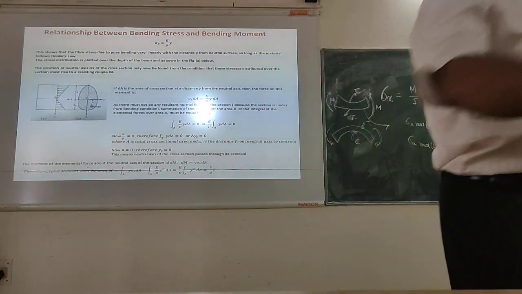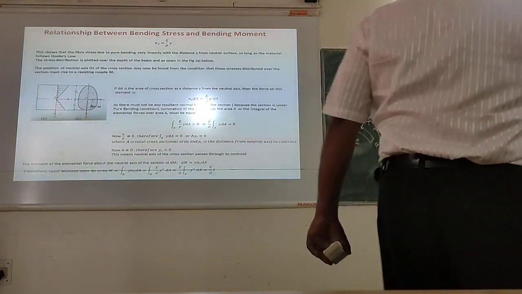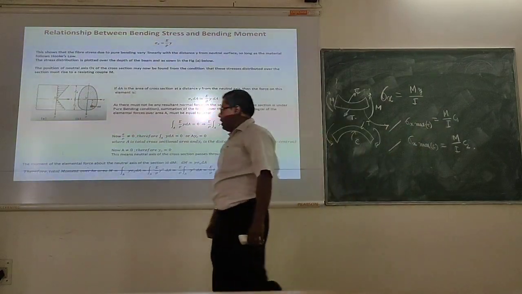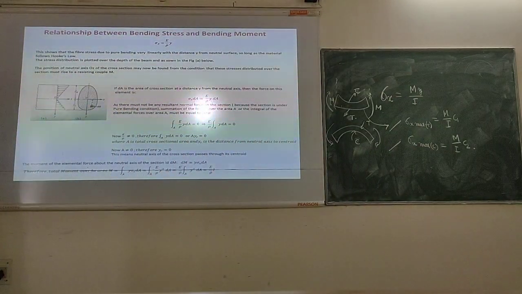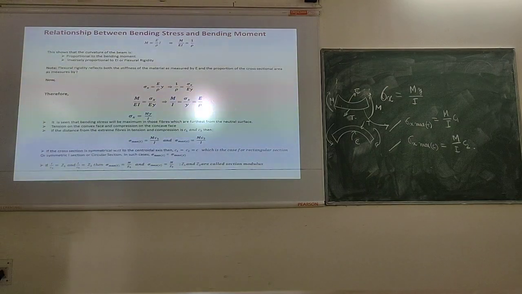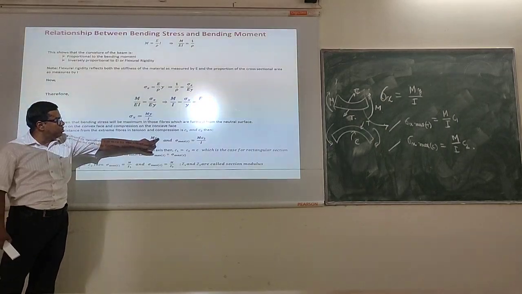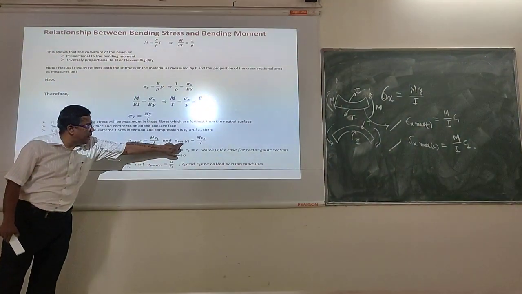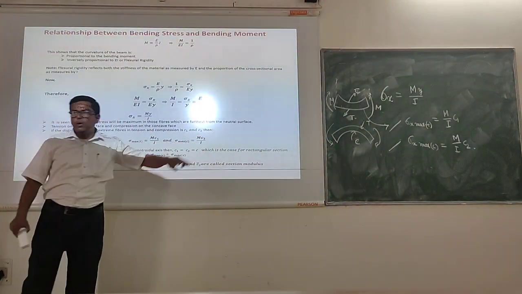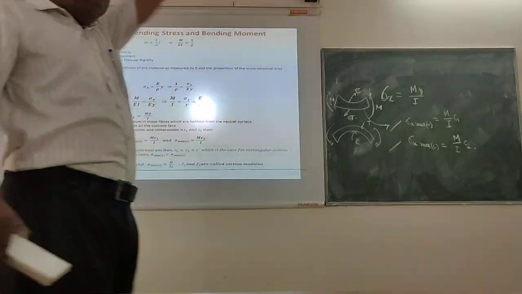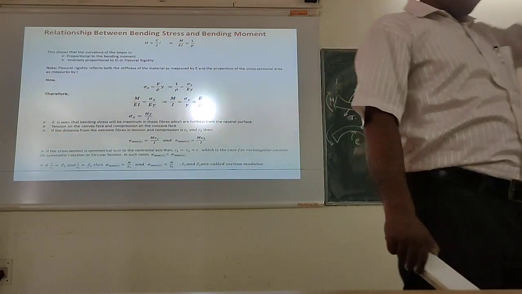Clear? So this is another very important thing you should understand. And you see, if I go to the next slide, the slide we are discussing, sigma max tension will become M into C1 by I, and sigma max compression will become M into C2 by I. Have you understood it? So how to find out the bending stresses at the extreme fibers? Can you do it now?